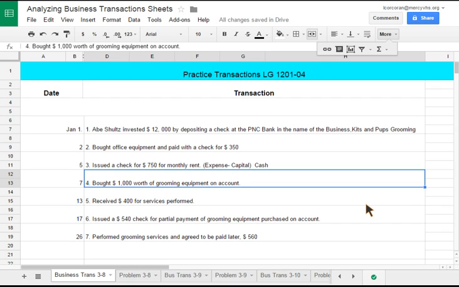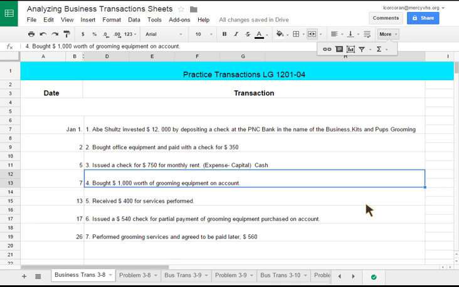Here is your Practice Transactions Learning Guide 1201. In this learning guide, we are going to imagine that Abe Schultz is an owner of a business, Kits and Pups Grooming. To open that business, he took $12,000 and invested it into his company. You'll see he deposited a check at the PNC Bank.